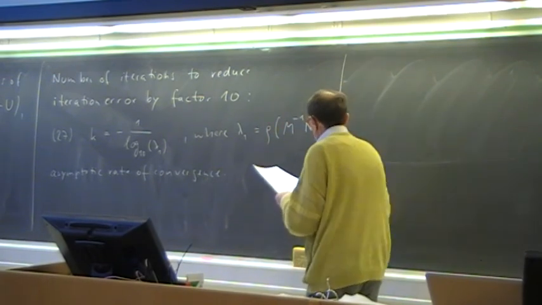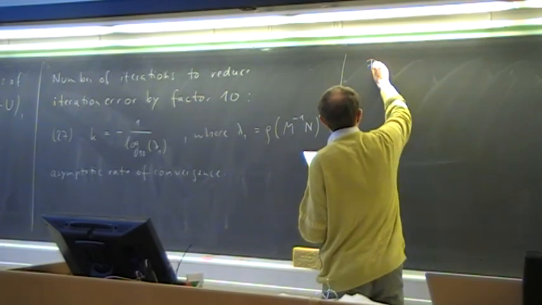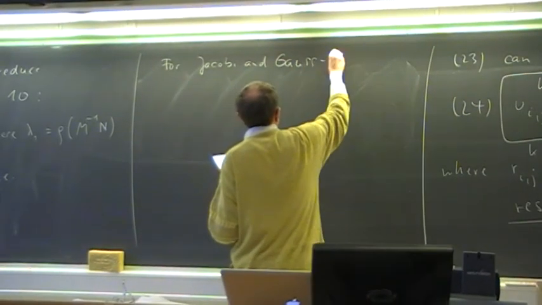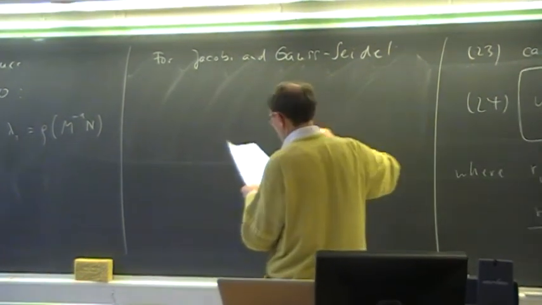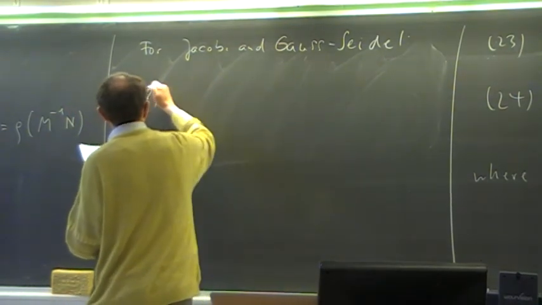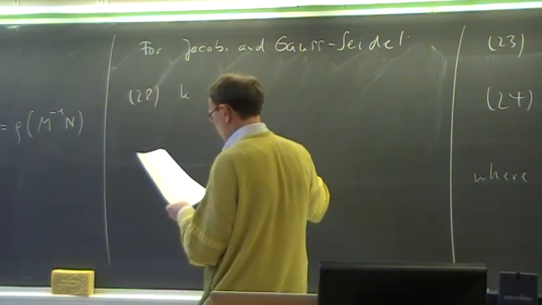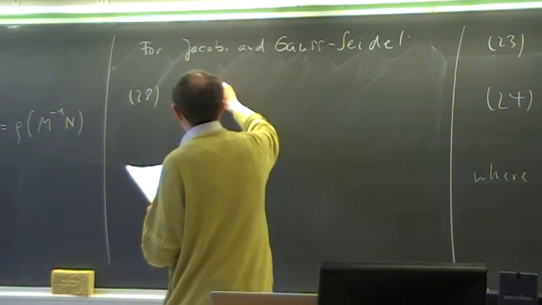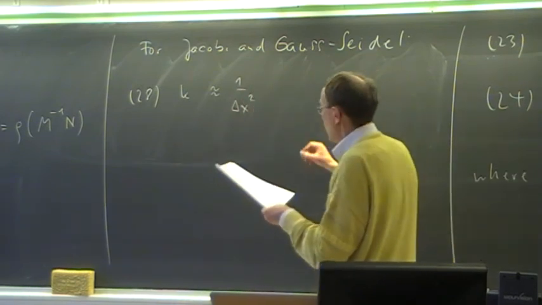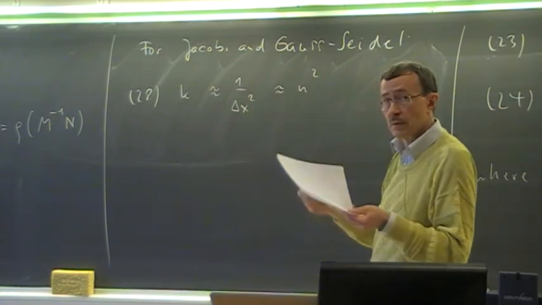And the interesting thing is now for the Jacobi and Gauss-Seidel methods, you have the following. The k that is meant, this number, the asymptotic rate of convergence, is proportional to 1 over delta x squared, with delta x equal to delta y, and that is proportional to the number of unknowns squared to get convergence.